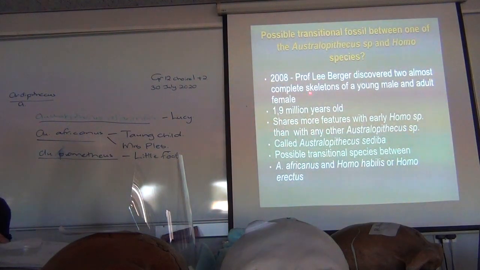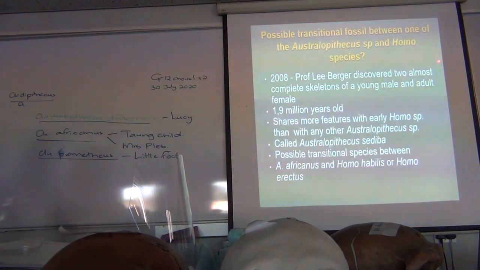Okay, 2008, Professor Lee Berger, who you know is an American, but he works at Wits, discovered two almost complete skeletons of a young male and an adult female of something that was a possible transitional fossil between Australopithecus and Homo. Remember, this was the one where his son found the actual first parts of this.